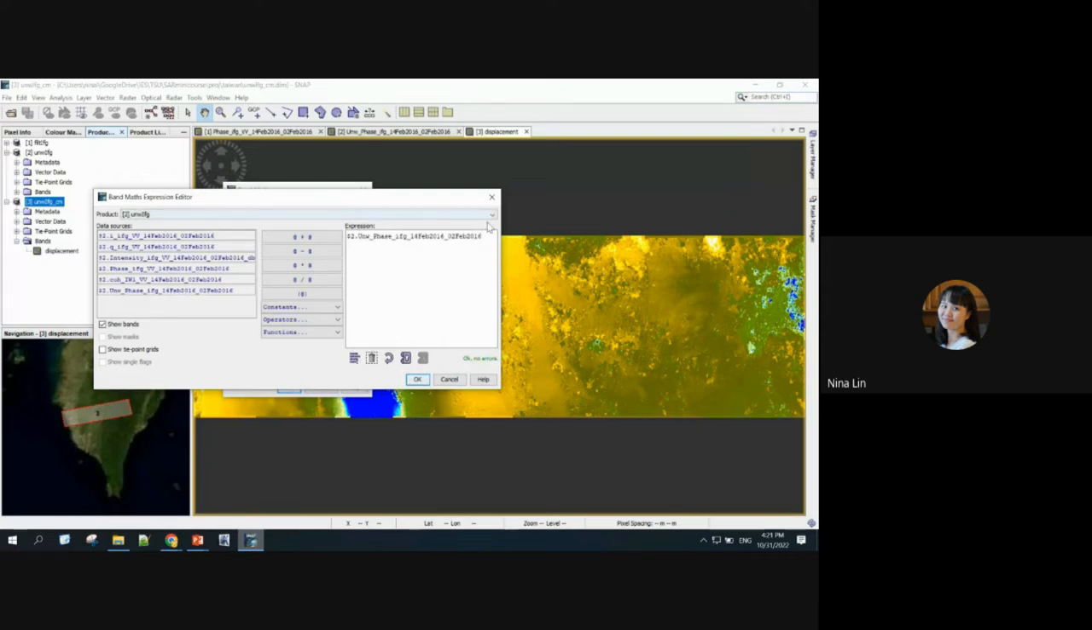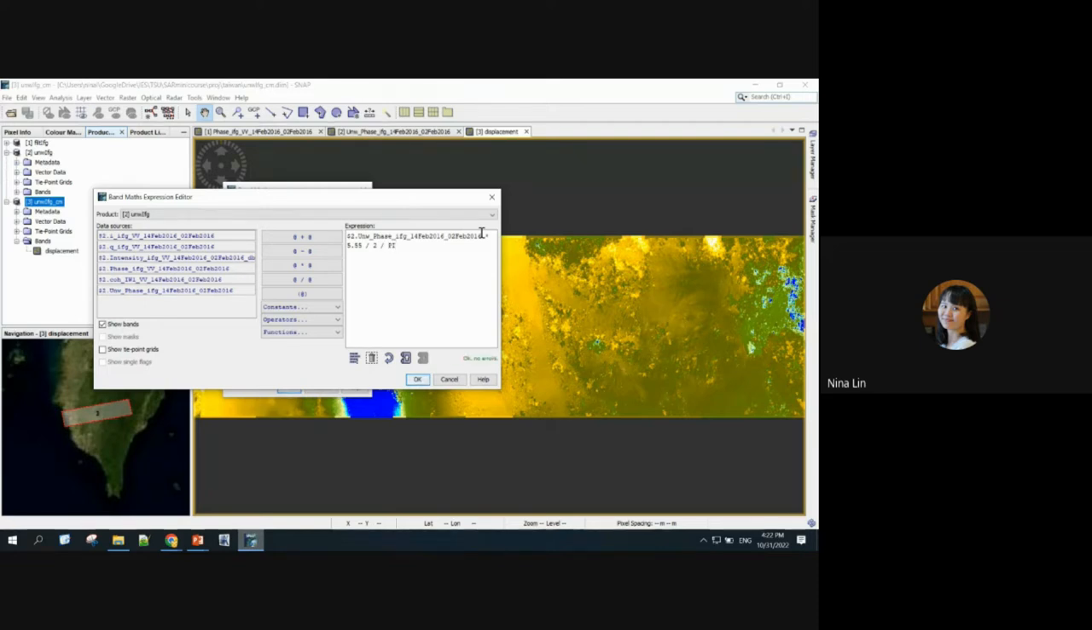And then the equation to convert the phase into displacement is that you need to multiply by the radar wavelength. And here we're using C band, so the wavelength is somewhere around 5.6 or 5.55 centimeters. This is the wavelength for C band. And then because we're turning the value from 2 pi radians to centimeters, we are supposed to divide by 2 pi.